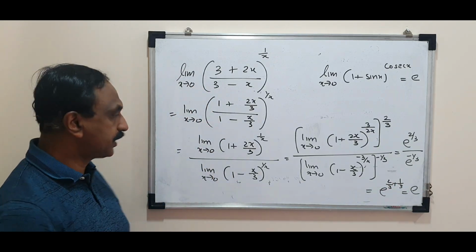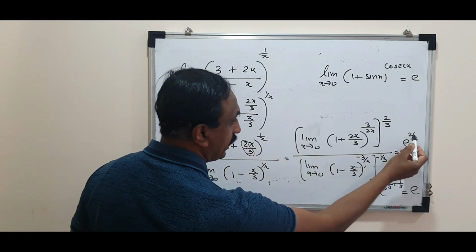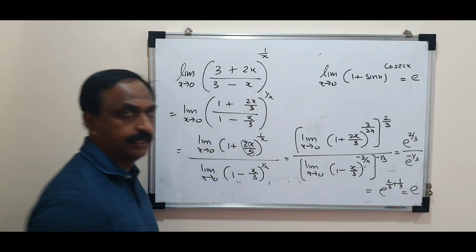Now let's look at a shortcut. Have you seen the coefficient here? 2 by 3, that becomes your e's power. What is the coefficient here? Minus 1 by 3, that becomes e's power.